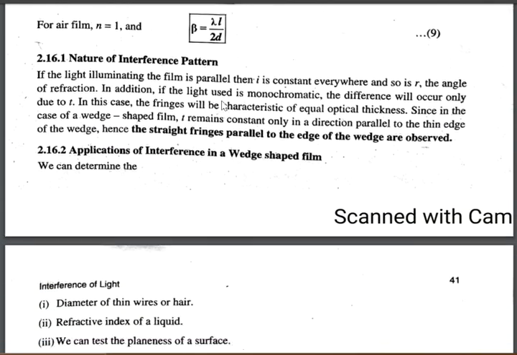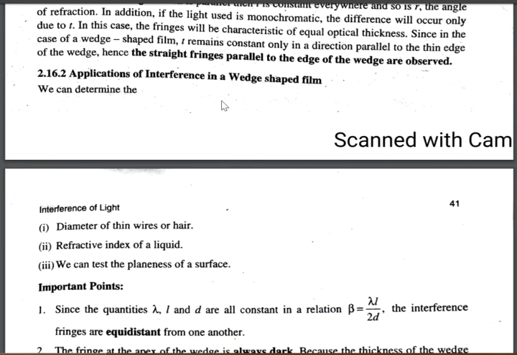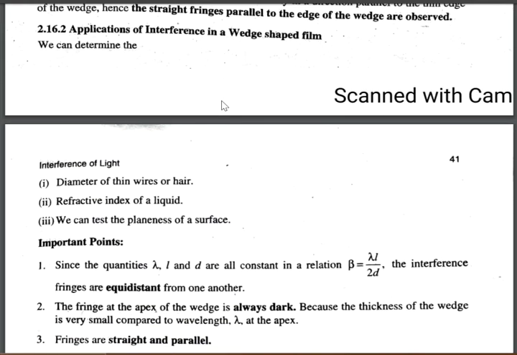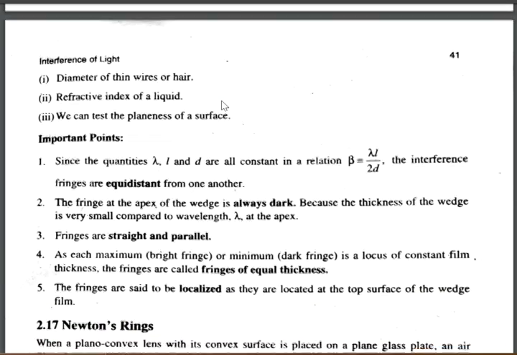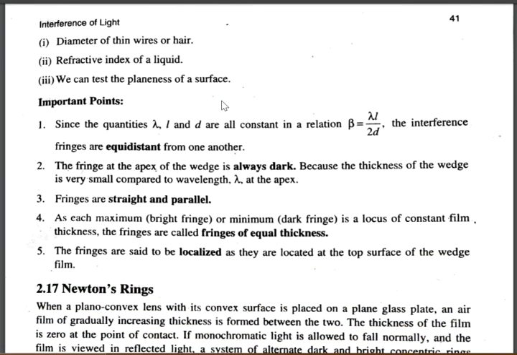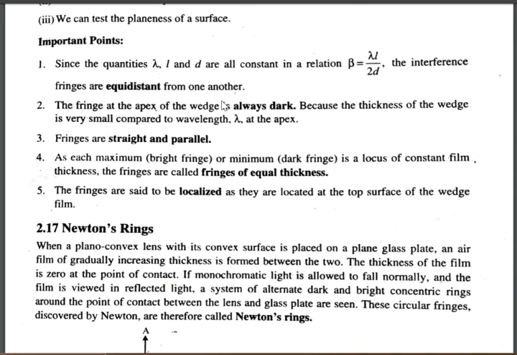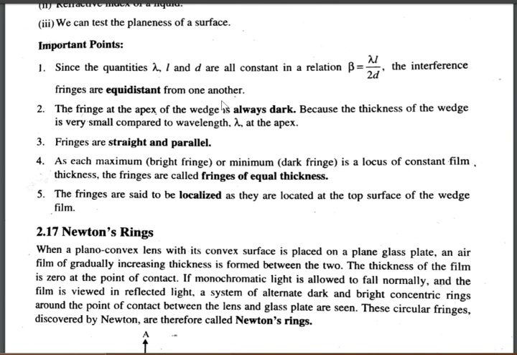The extra thing: nature of interference pattern. Fringes are straight, parallel to the edge of the wedge. And what are the applications of interference in a wedge-shaped film? We can determine the diameter of thin wires or hair. We can determine the refractive index of the liquid in between the two glass plates. We can test the planeness of the two surfaces in contact. These are important.